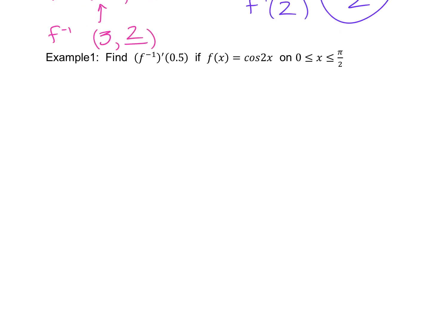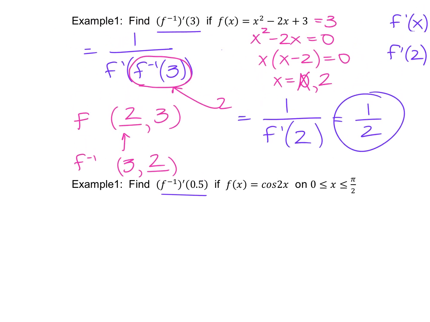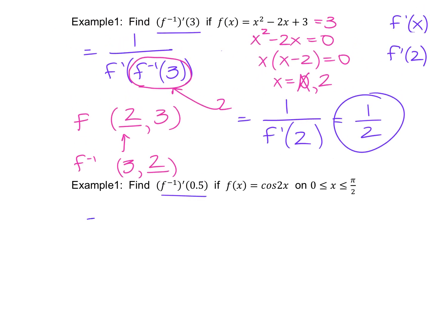If I want to find the derivative of the inverse at 0.5 or 1/2, I'm going to first set up my formula. 1 over f prime at the inverse of, now, I'm going to kind of think ahead here. I'm looking for a cosine of 2x formula. When it comes to trig, do we really think about 0.5? No, we think about what? 1/2. We're going to use 1/2.